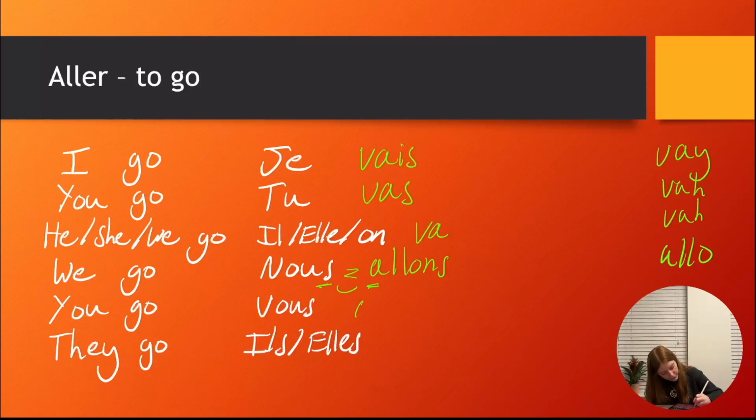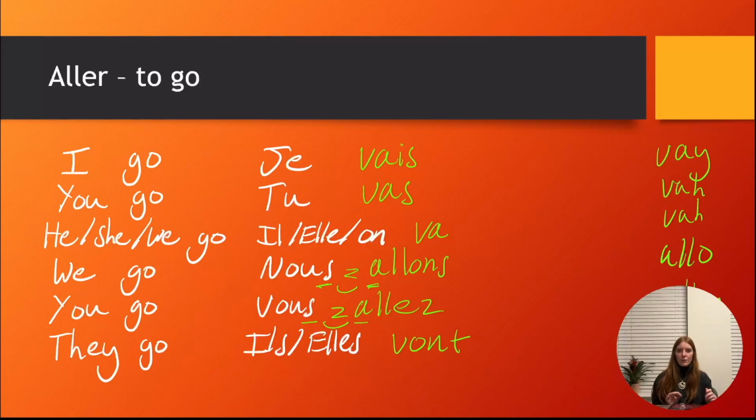And we've got vous allez. Again, we connect them with that Z sound. Vous allez. That's my favourite one, that is, allez. Anyway, next we've got ils, elles vont. Okay? Ils, elles vont. So those are the aller conjugations, and these are super important. We use these a lot, especially je vais. Je vais à la piscine. I go to the swimming pool.